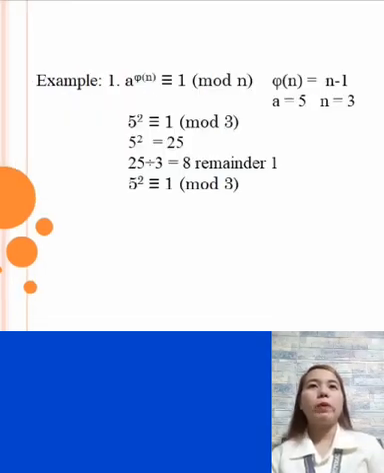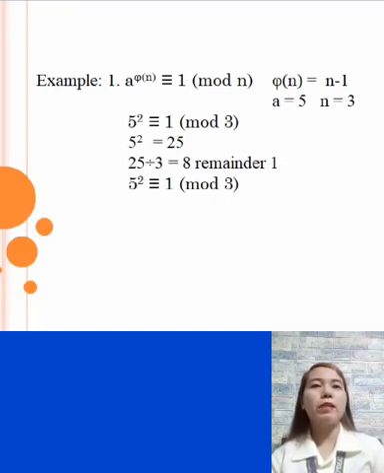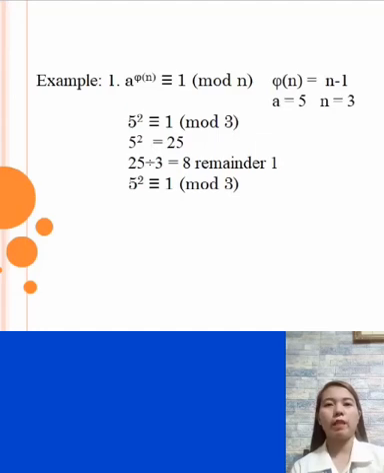Example number 1. We write the formula first. A raised to the power of phi of n is congruent to 1 mod n. We let phi of n be equal to n minus 1 and we assume that a is equal to 5 and n is equal to 3. So we substitute the values. 5 raised to the power of 2 is congruent to 1 mod 3 because 5 raised to the power of 2 is equal to 25. Then 25 divided by 3 is equal to 8 remainder 1. That's why 5 raised to the power of 2 is congruent to 1 mod 3.